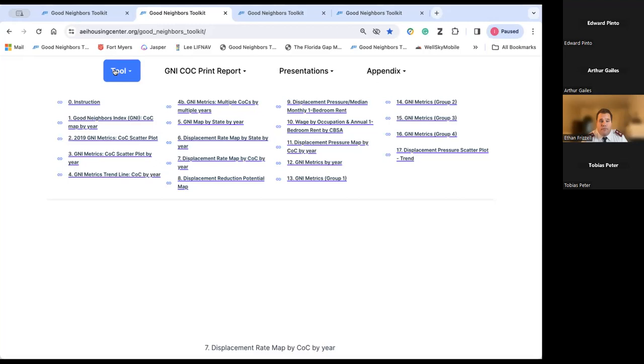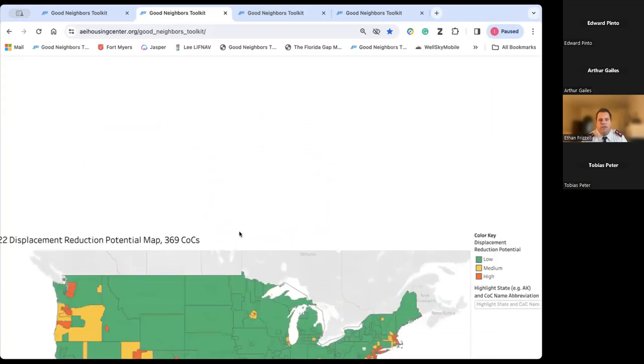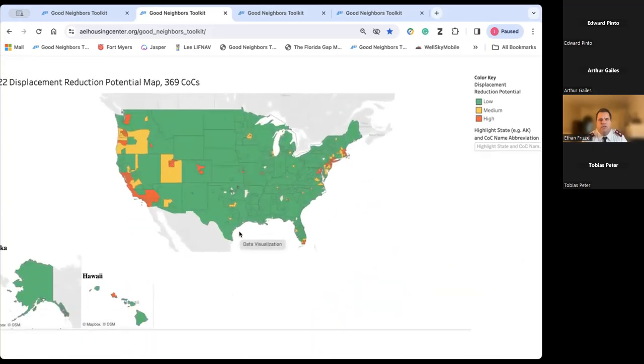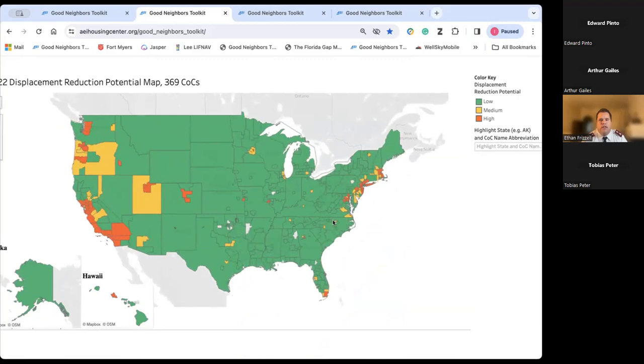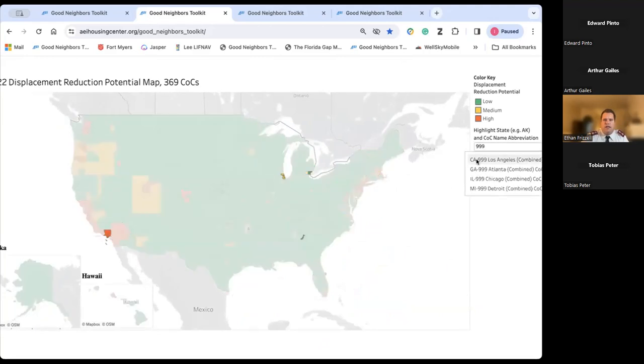And then we have a displacement reduction potential. Ed, I'm happy to pause on this one if you would like to do this, or if Tobias would. I can, but I know that you do it better than I do. This is a displacement reduction potential for the country. Again, you can look at the COC, which in this case, I'll put in LA again.